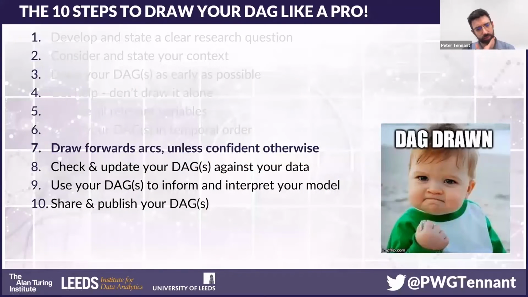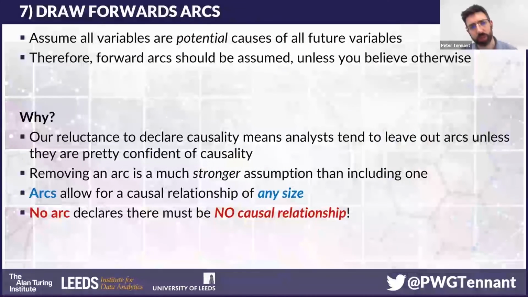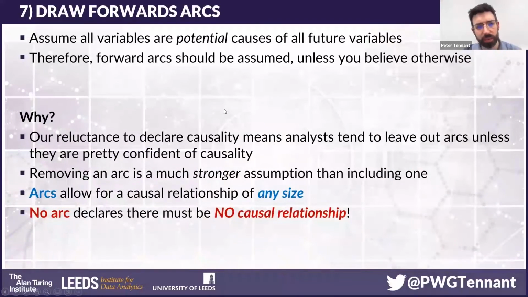The next key feature is that we would recommend drawing all forward arcs in place unless you are pretty confident that they don't exist. So in other words, for any particular variable, you assume that it is a potential cause of all future variables. And so you assume there would be a forward arc, and you would only remove it when you were pretty confident that it didn't have one, if that makes sense. So clearly, for several instrumental variables, you would assume that in fact it was a confounder, and you would have to be pretty confident that it was actually an instrumental variable in order to remove that onward arc to the outcome. Now, why do we do this?